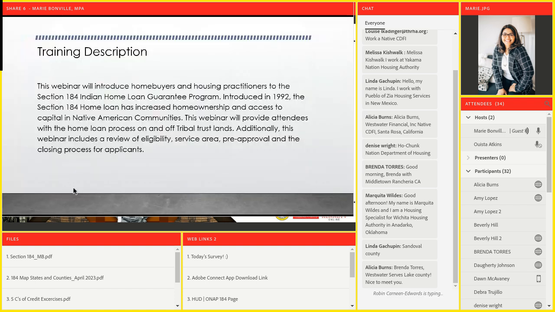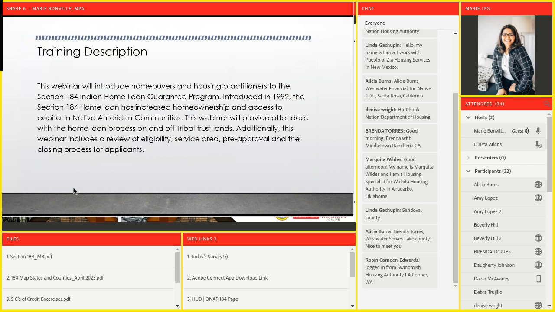So a little bit about today, we're going to talk about the home loan guarantee program, Section 184 for short. Introduced in 1992, it has increased homeownership because there was a lack of access to capital in Native communities. And so the question is, how can we continue to promote Section 184? What are the ways that we can let our clients know of the eligibility, the service area, the pre-approval process, the closing process?